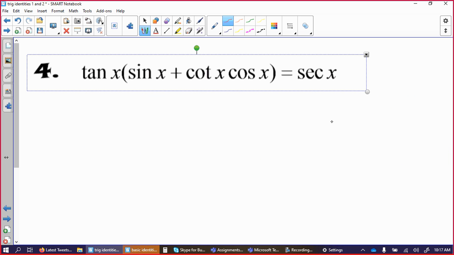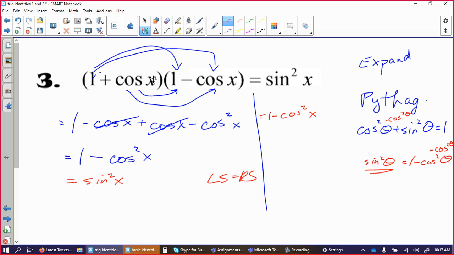Oh, another expansion. Gonna leave secant. So, you like to flip the sides? Pardon? So you basically just flip the sides.